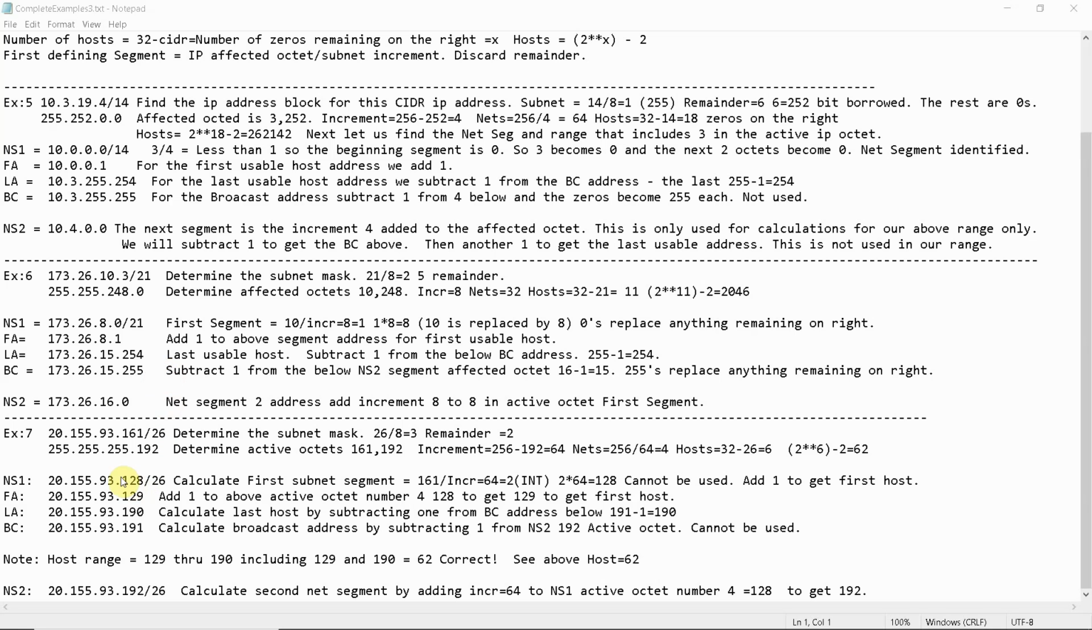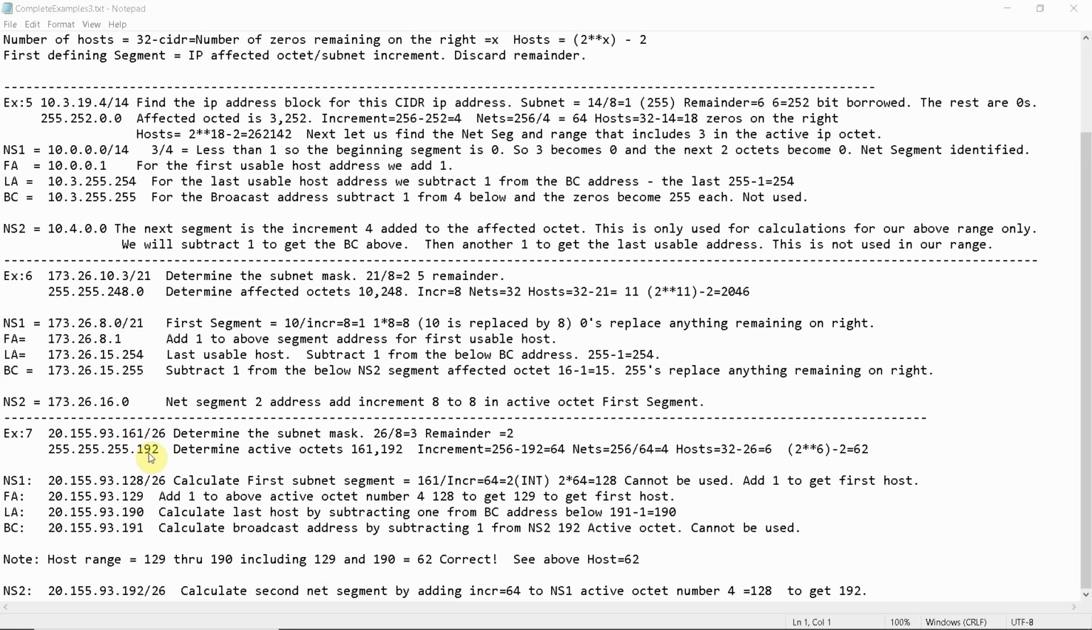Example 7. Actually taken from the test. I guess they're trying to freak us out here, but it's a 26, so it's not that bad. Again, 26 divided by 8 is 3. We got 3 255s, remainder of 2, 192. Effective octet, it's going to be the last one. It's going to be the fourth one over there, 161.